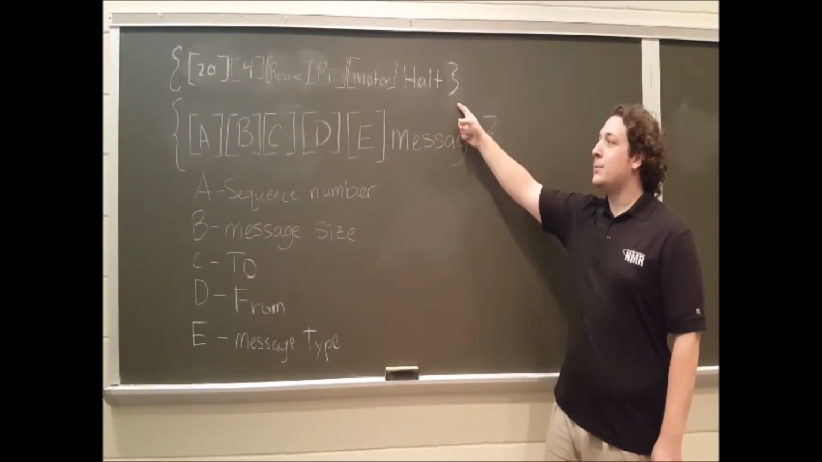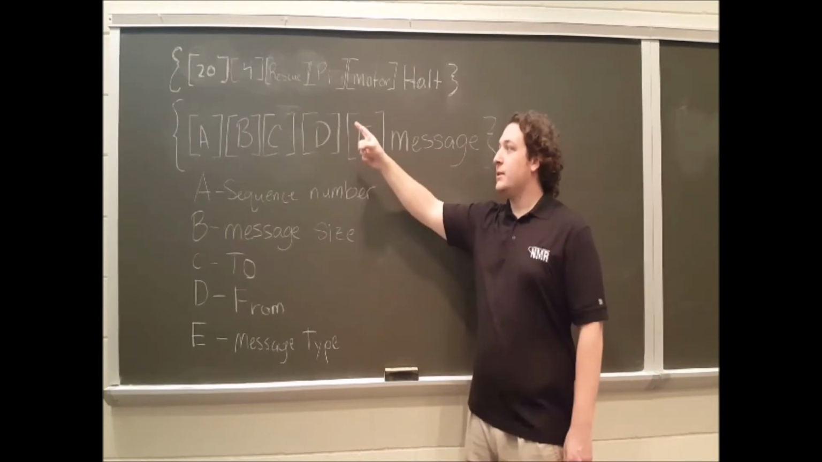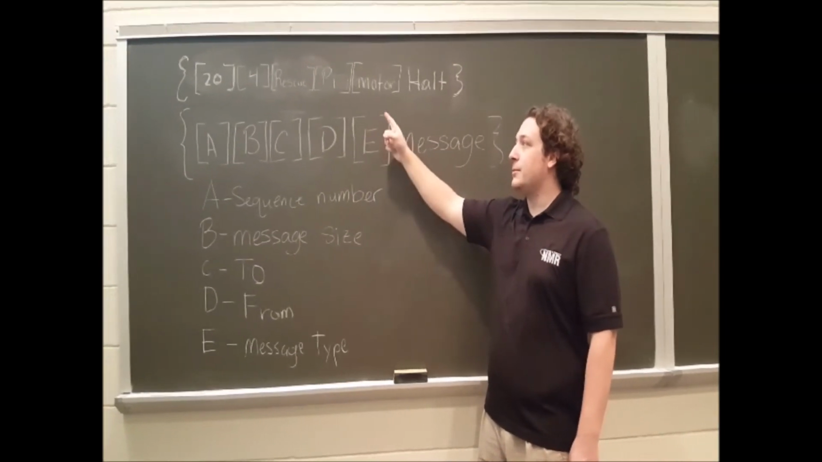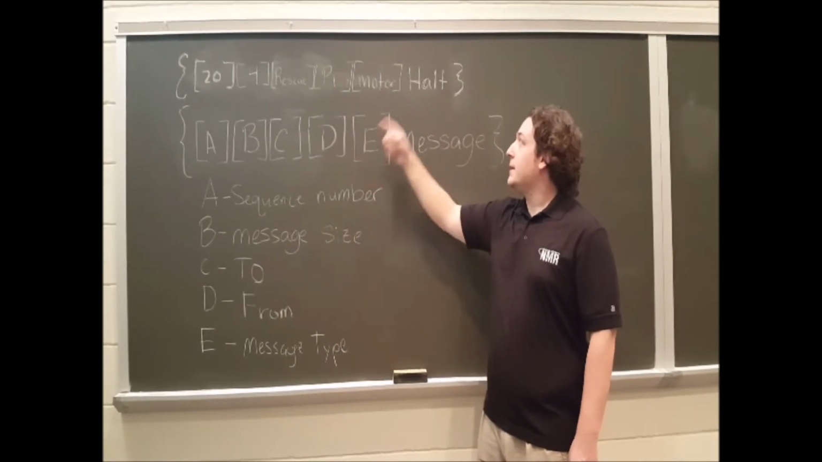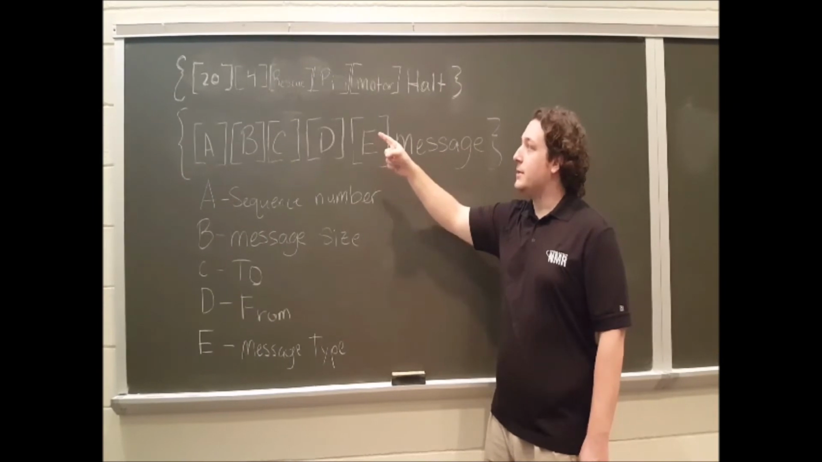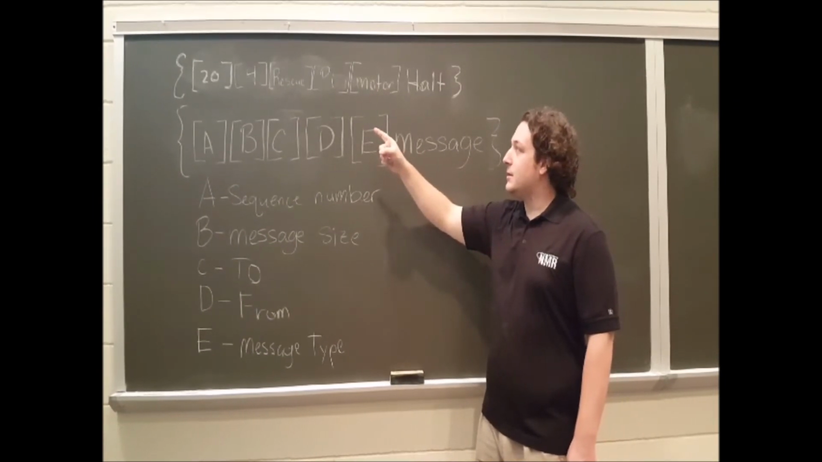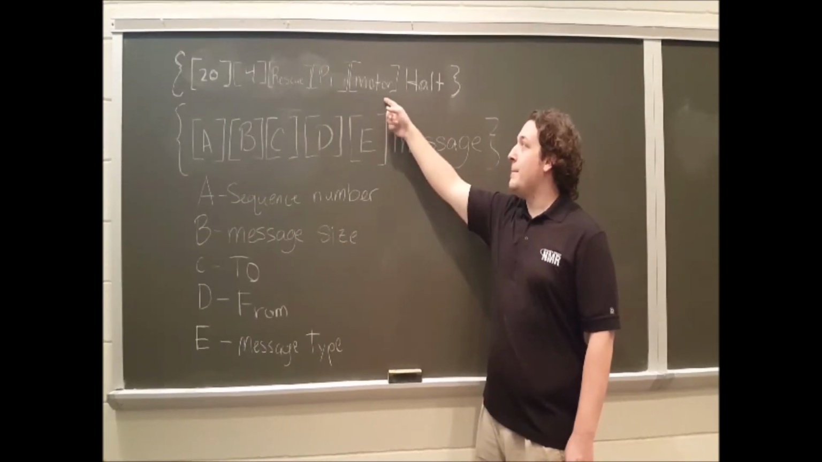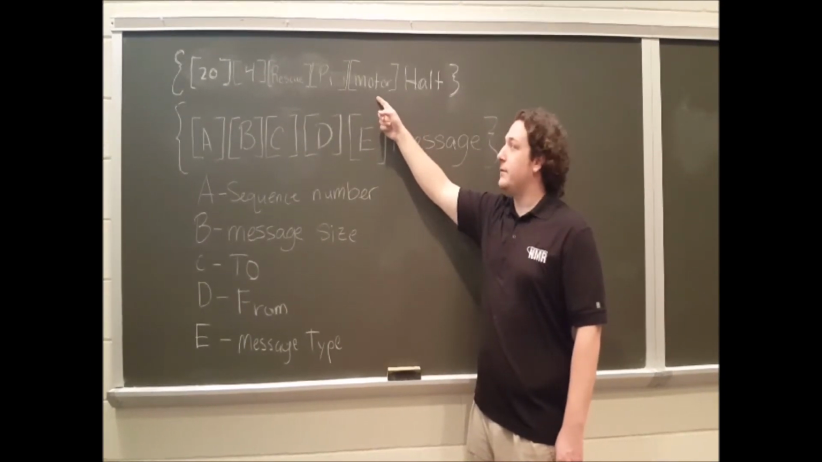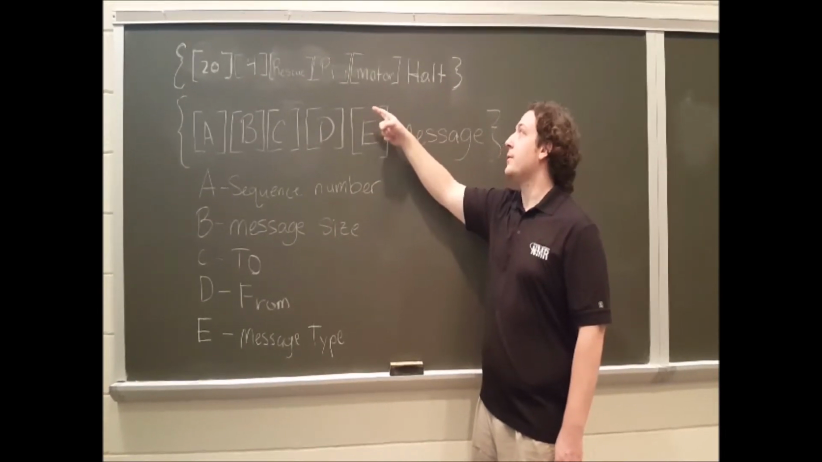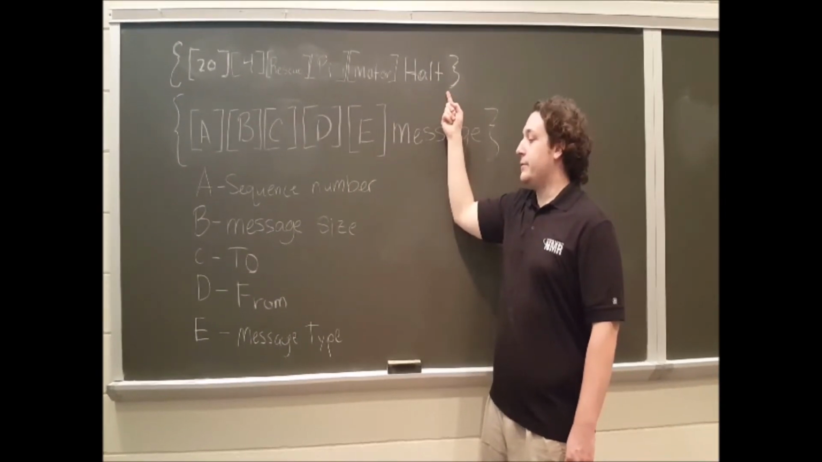If we look at our example, we have 20 as our sequence number. That means it's the 20th message that the rescue has sent to the Raspberry Pi. 4 is the number of bytes within our message. Rescue is who the message is to. Pi is who the message is from. Motor is the importance of the message. So this is a message to the motor thread on the rescue rover, and this is the message itself.